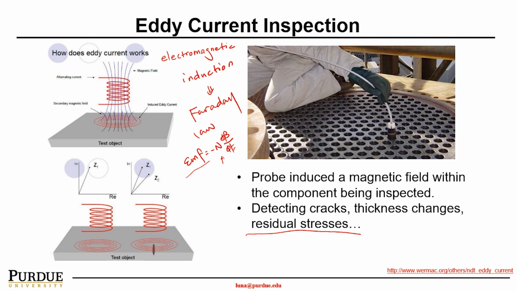So the basic principle of this method is to use AC current to induce a magnetic field in this probe, which is your primary magnetic field. And then when this primary magnetic field gets close to the metal sheet, as being shown here, this is your testing object, this magnetic field will induce what we call the eddy current.